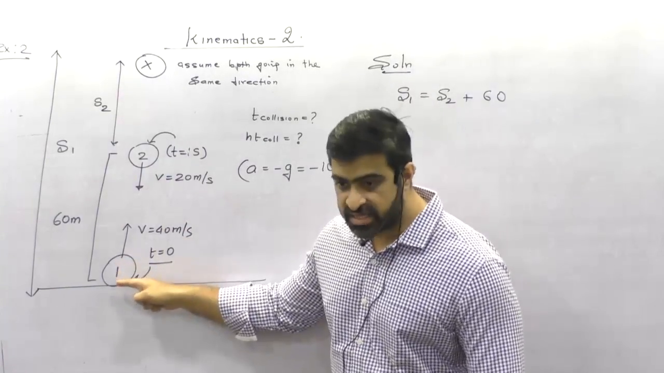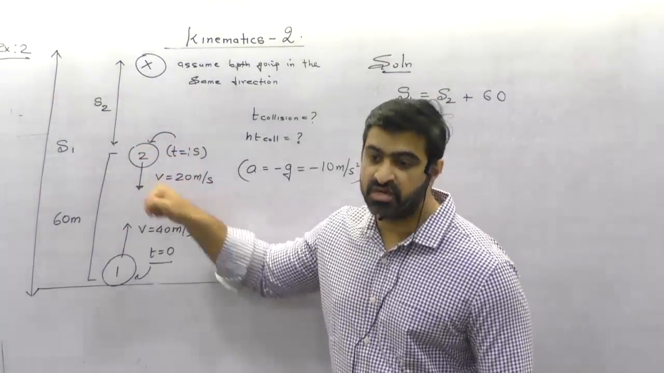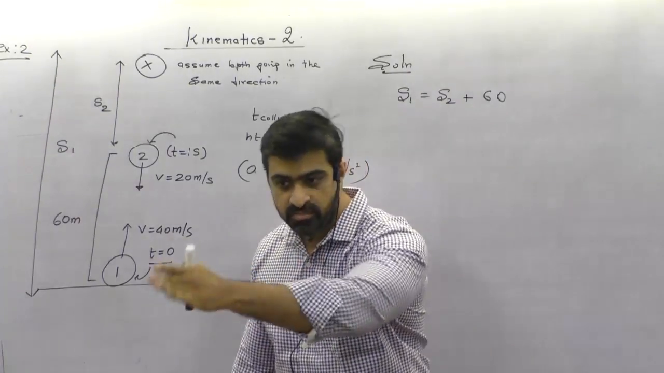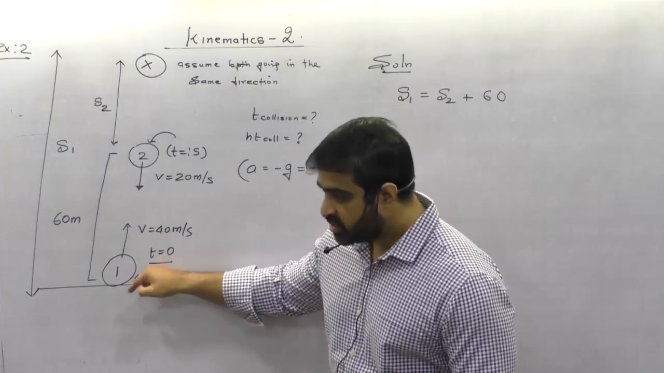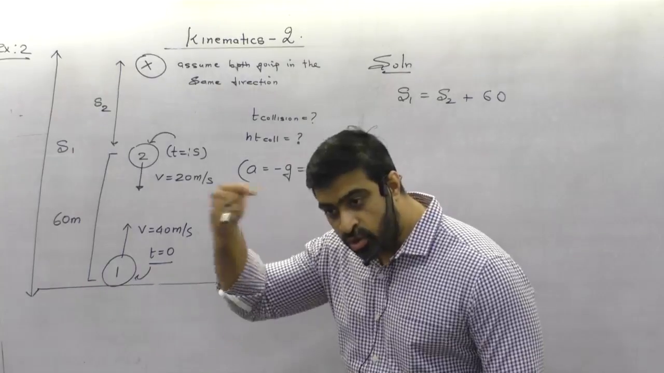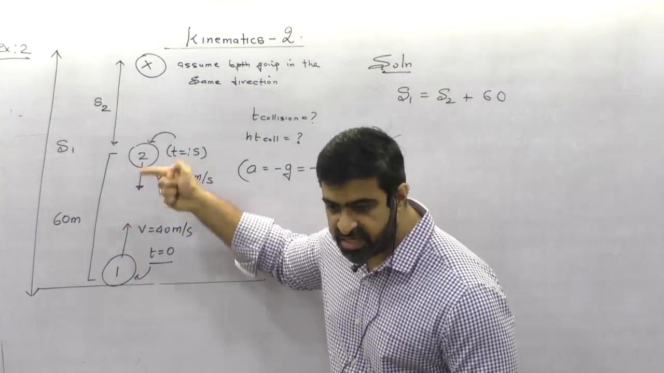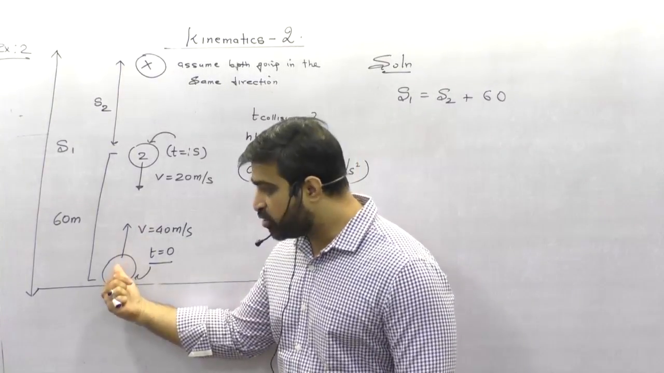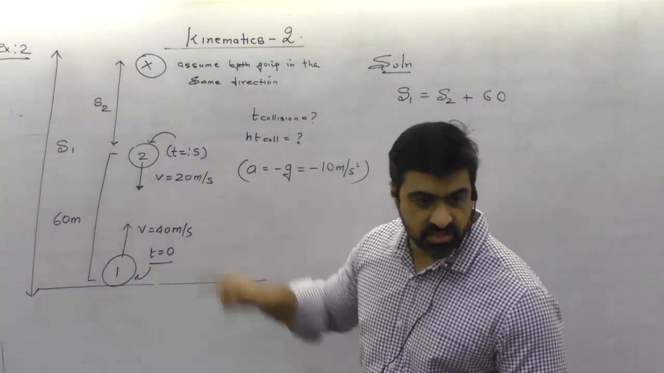Toh isko agar time lagta hai T, toh isko time kitna lagega beta? T minus 1. Always remember, the first wala will be T, the second wala will be T minus something. Or you can also say that the first wala will become T plus 1 and the second wala will become T. Depends on what you take as a reference. Agar pehle wale ko humne T liya, to dusre wale ko humko lena padega T minus 1.